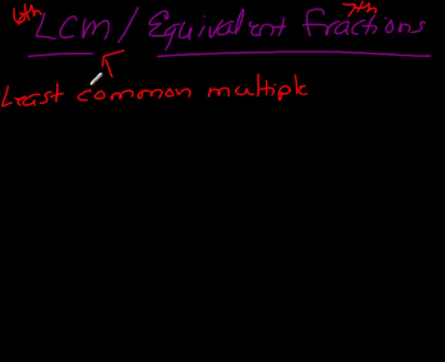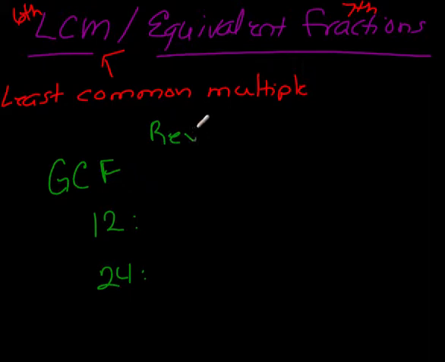Alrighty. So let's go ahead and begin by talking about least common multiples. We have two methods of finding the least common multiple. Now, last lesson, we discussed one of my favorite terms, which is the GCF, the greatest common factor. All right, remember with greatest common factor, we would have two numbers, let's say 12 and 24. This is just a little review.